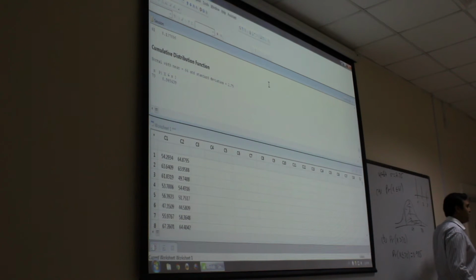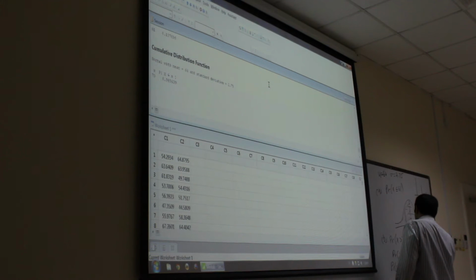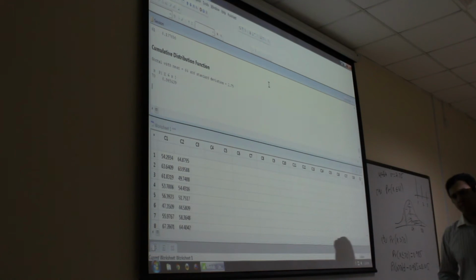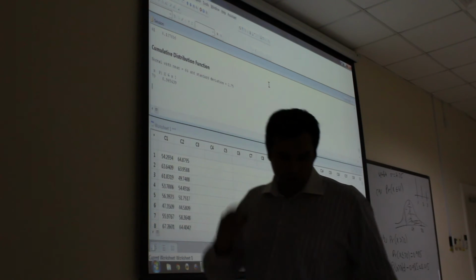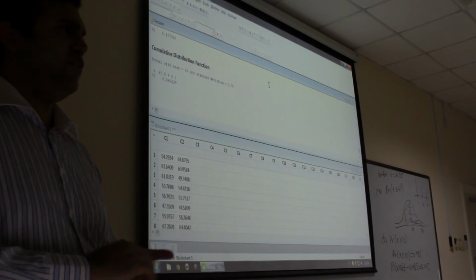Since the whole area is 1, this greater-than area will be 1 minus that. 1 minus 0.985 will be the probability that X is greater than 70. So that will be 0.015, or 1.5%. Any questions on that? That should be pretty clear.